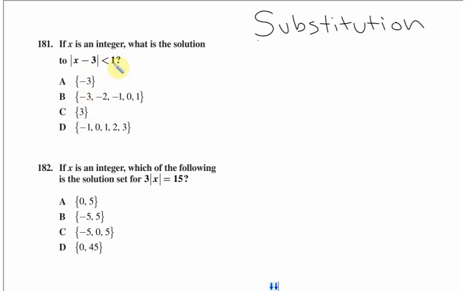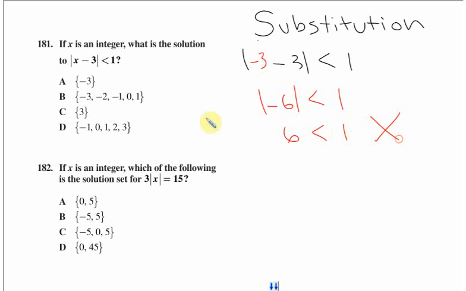So instead of trying to solve it, I'm just going to start by plugging in. I'm going to start with A. The absolute value of x minus 3, I'm just rewriting the answer here, is less than 1. I'm going to take that x and change it and put in negative 3, because that is what x is supposed to equal. So I get negative 3 minus 3, and I get negative 6. And the absolute value of negative 6 is a positive 6. Is 6 less than 1? No, it's not. Therefore, your answer cannot be A.